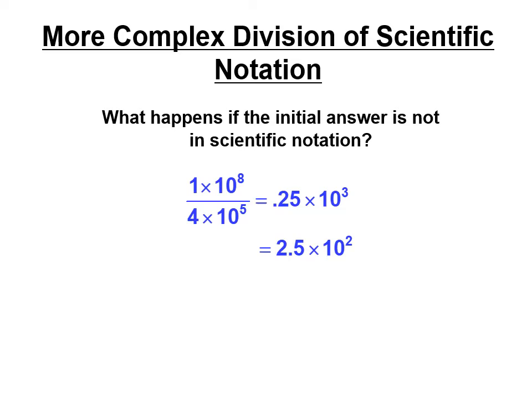Right? So you'll divide. 1 divided by 4 is 0.25, and then you subtract 8 minus 5 for the exponent. Not scientific notation, so it's going to have to be fixed. So it's 2.5, but now you're making that bigger, right? 10 times bigger. So you have to make this 10 times smaller by subtracting 1 there, and that's the answer.